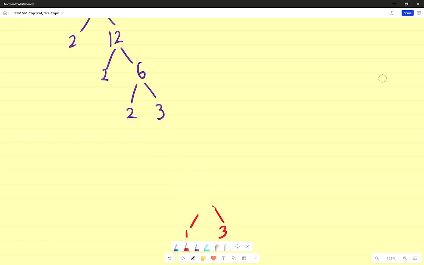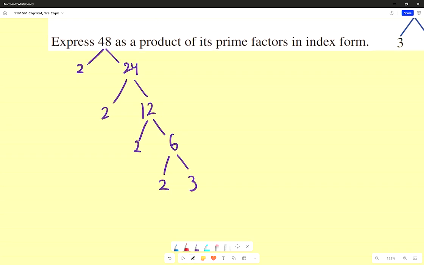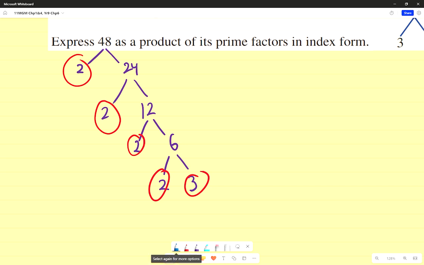What I want you to do now is circle the ends of your tree. So you're going to circle this number, this number, this number, this number, and this number. Question. Are you sure? Okay. Those are your prime numbers. Your tree might look different from mine. It does not have to look like mine. It can look like something else. But the ends of your tree are going to be your primes. So I'm going to double check that all my values are prime numbers.